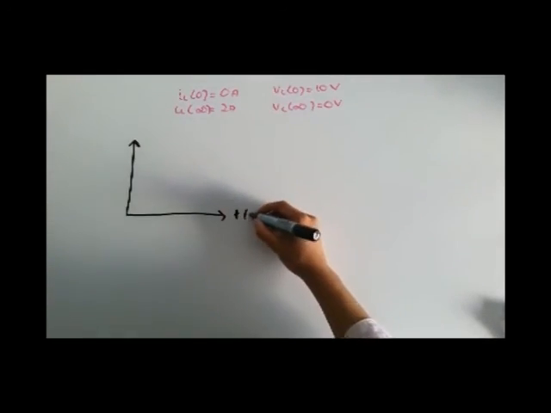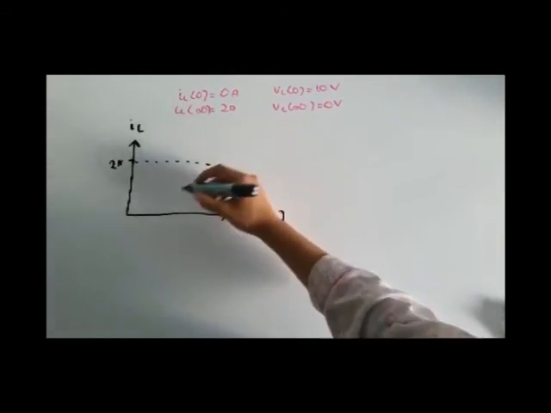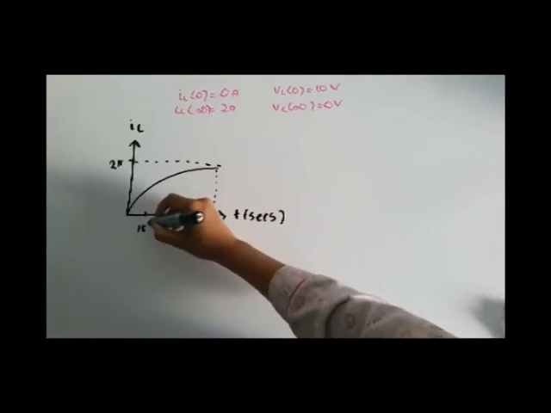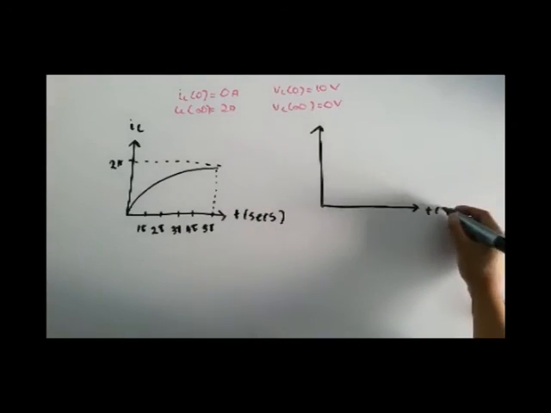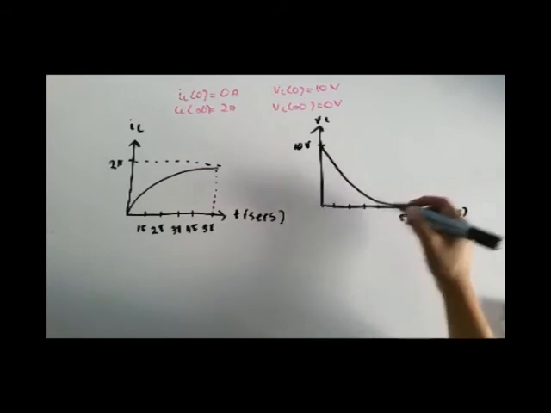When we sketch our waveform, we get this. As time approaches infinity, current approaches 2 amps. This is only between 0 and 5 time constants. For our voltage, we see that it starts at the maximum value, and as time approaches infinity, it approaches 0.